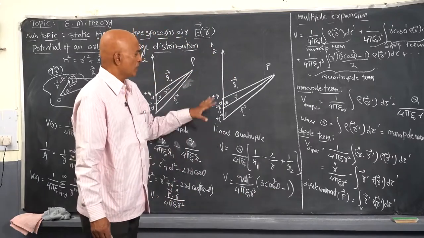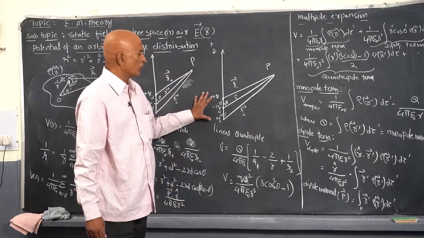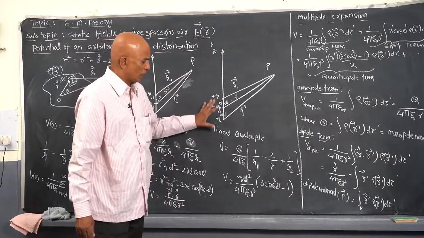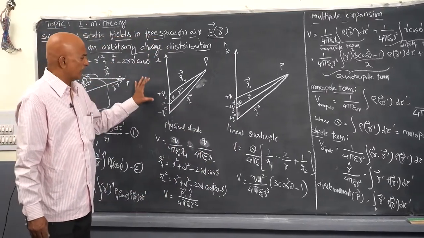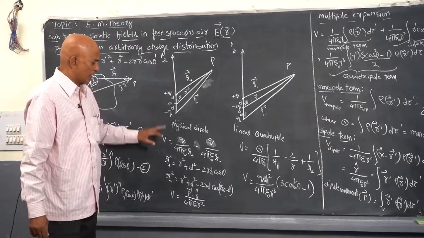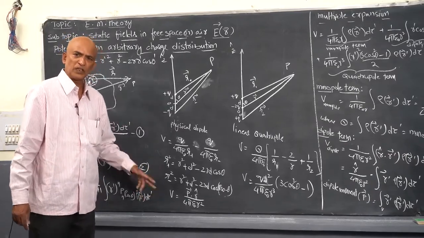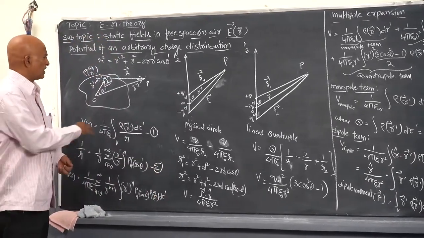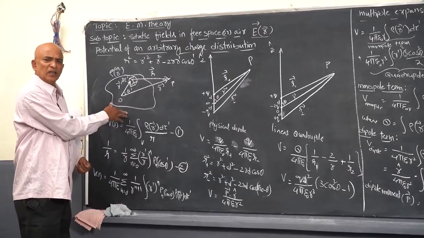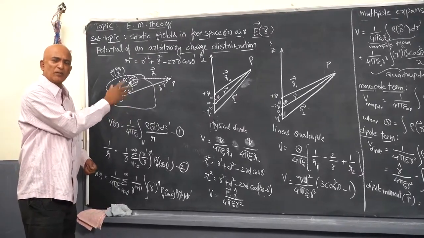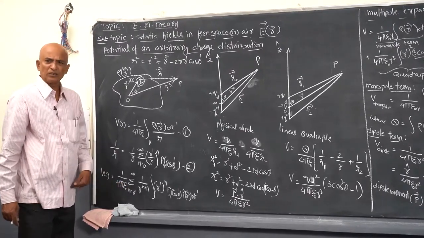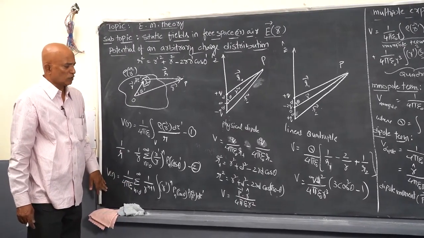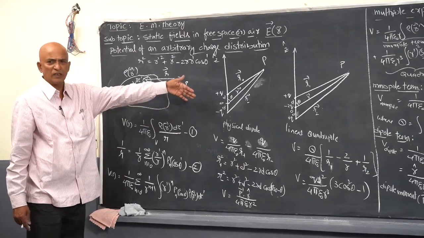That means for this charge distribution, although the net charge is 0, the potential is not 0. Therefore, for any charge distribution, whose net charge may be 0 or may not be 0, the potential is given by this expression, whose special cases are shown here.